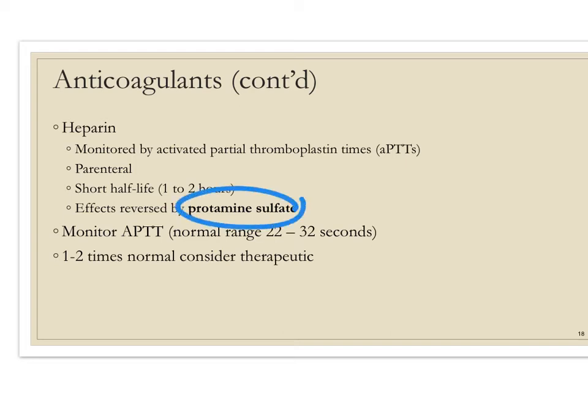Okay, protamine sulfate. We're going to monitor the APTT. You should know that a normal APTT is 22 to 32 seconds, and when we are placing someone on heparin, we typically want that APTT to be 1 to 2 times its normal in order to be considered therapeutic and having the desired effects that we would like for it to have.